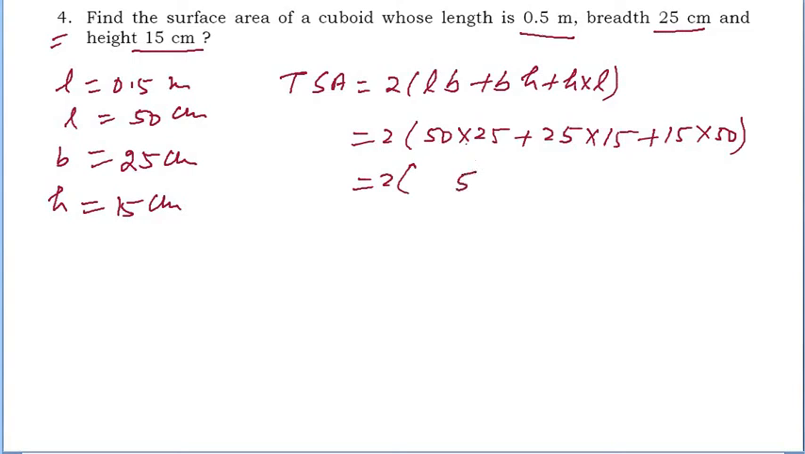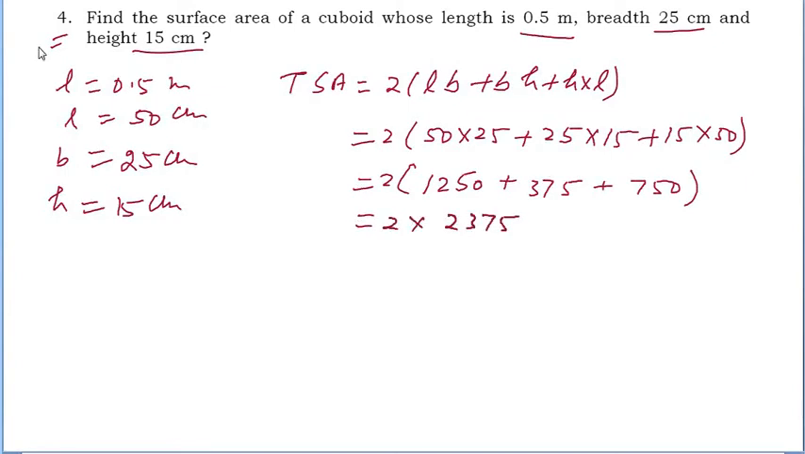So 5 2s are 10 and 2, that is 12 and 1, 0 is here. 15 5s are 75, 5 and 15 2s are 30 and 7, 375. And here 15 5s are 75, so 750. Now add this. It is 2375. So multiply by 2.